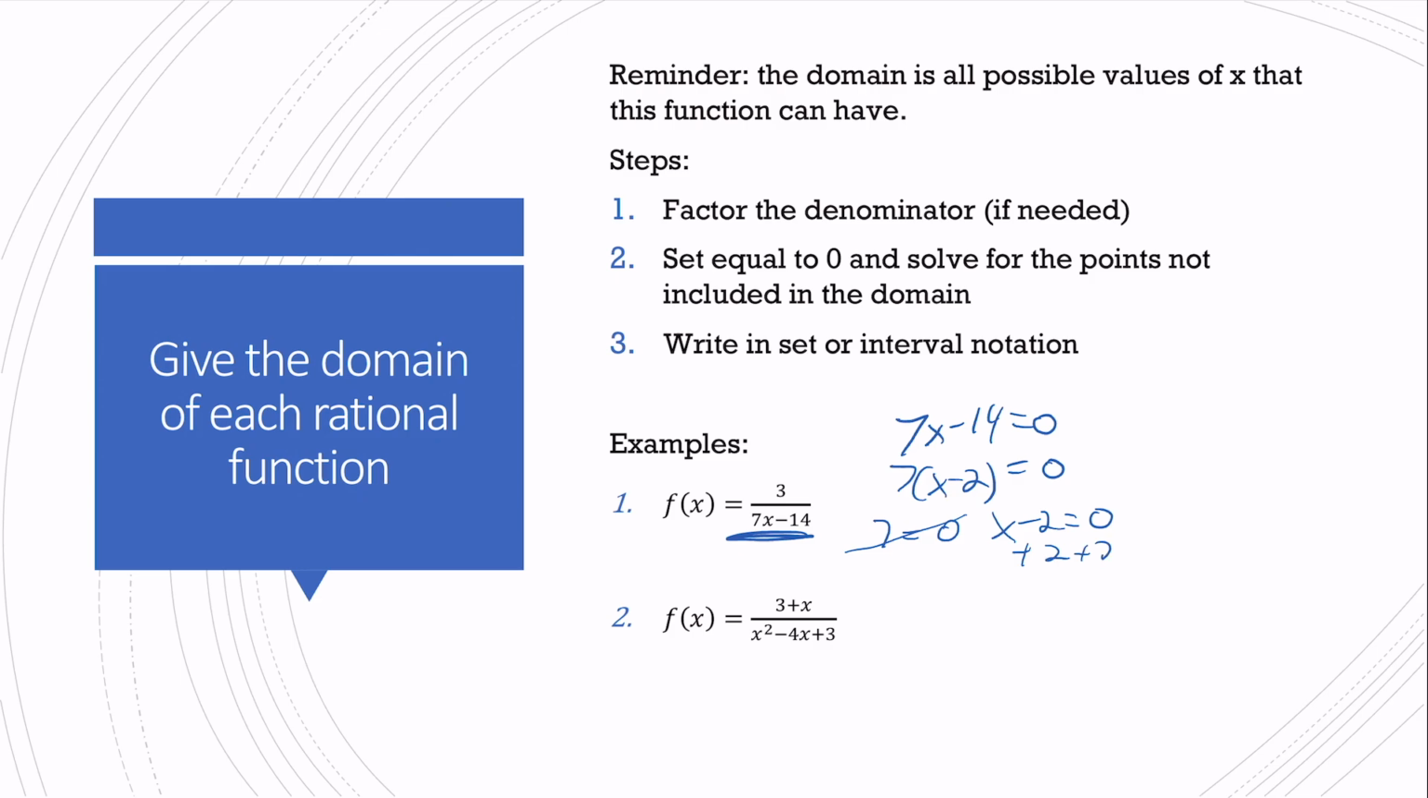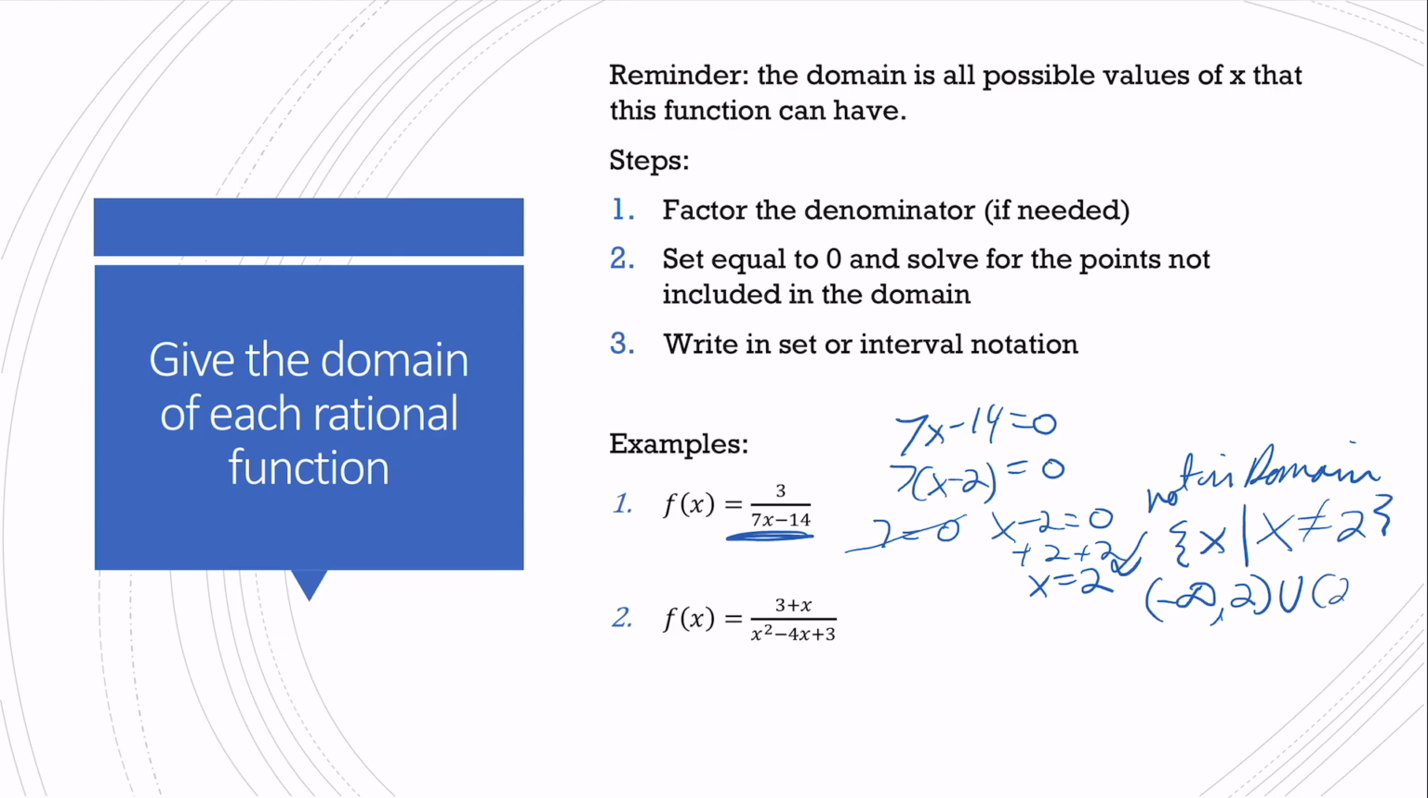We add 2 to both sides. That means that x equals 2. 2 is not in my domain. This is a number I'm skipping over in my domain. So I could write this in set notation as x as long as x doesn't equal 2. Or I could go in interval notation, negative infinity to 2, union with 2 to positive infinity.